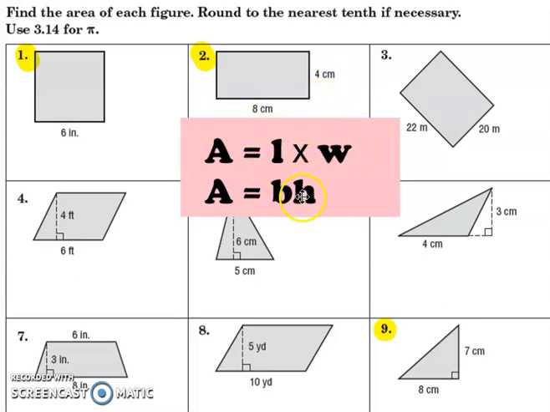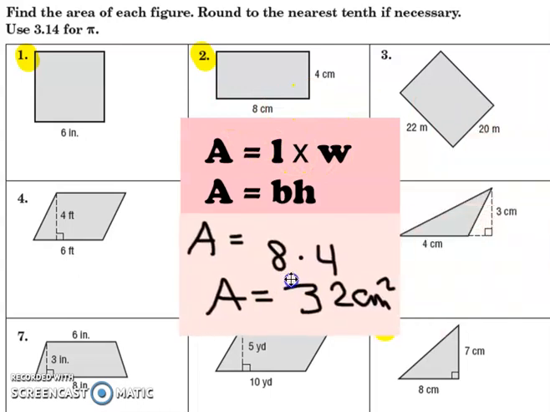Or if you learned the newer Minnesota standards as base times height, either way is fine. Just make sure that you understand it. So the base of this is 8 and the height is going to be 4. I've got this pre-written. So the base is 8 and the height is 4. Multiply those together and you get 32.